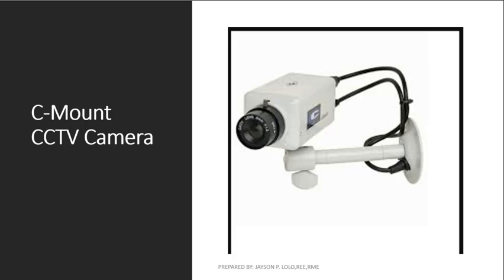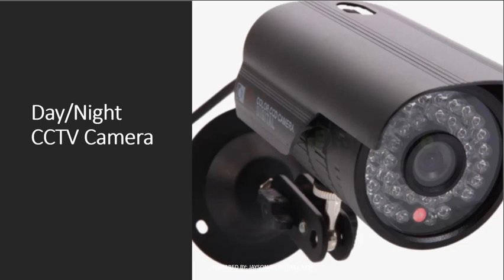The next one is the C-mount CCTV cameras. There's a similarity with the bullet type, but C-mount CCTV cameras have detachable lenses to fit different applications. Then the day and night CCTV cameras are very common since they have many lenses. I think LED, or it depends on your interpretation of the numerous circles on the screen, but these are the day and night CCTV cameras.